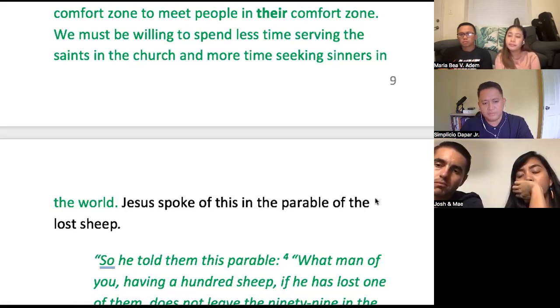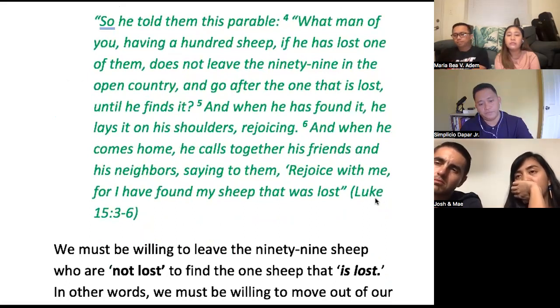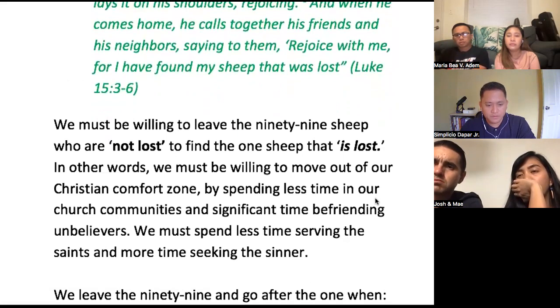But if you think about what Jesus did, if Jesus is here, he would probably spend less time with the saints and spend more time seeking sinners in the world, because that's what he did all throughout the gospel. Jesus spoke of this in the parable of the lost sheep. So he told them this parable: what man of you, having 100 sheep, if he has lost one of them, does not leave the 99 in the open country and go after the one that is lost until he finds it? And when he has found it, he lays it on his shoulders, rejoicing. And when he comes home, he calls together his friends and his neighbors, saying to them, rejoice with me, for I have found my sheep that was lost.